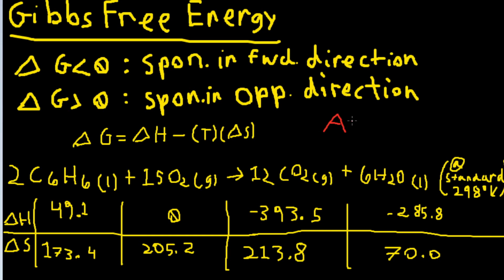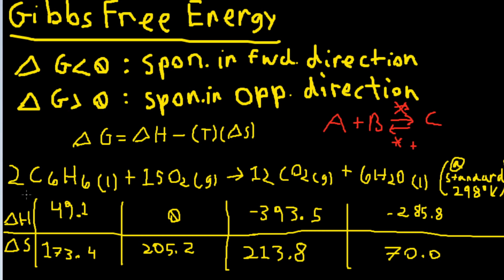So say you have A plus B makes C. If the Gibbs free energy of this reaction was negative, that means it is spontaneous going in this direction, so it's already written as a spontaneous reaction. But if it was positive and not negative, then it would only be spontaneous going the other direction, but would not be spontaneous going in the direction it was written. Now the formula for Gibbs free energy is a bit different. The change in Gibbs free energy equals the change in enthalpy minus temperature times the change in entropy.